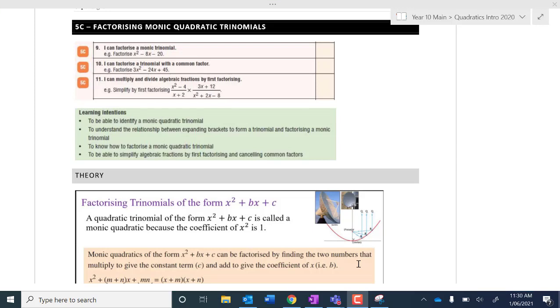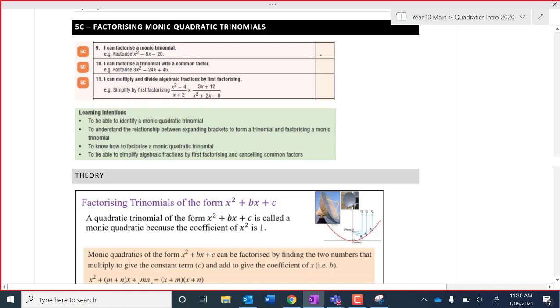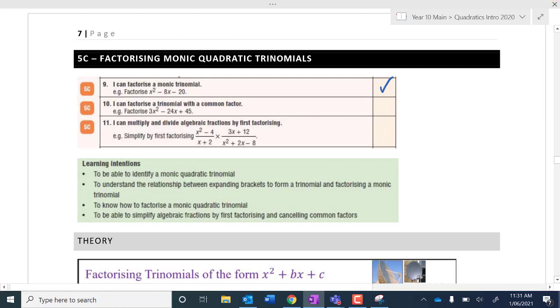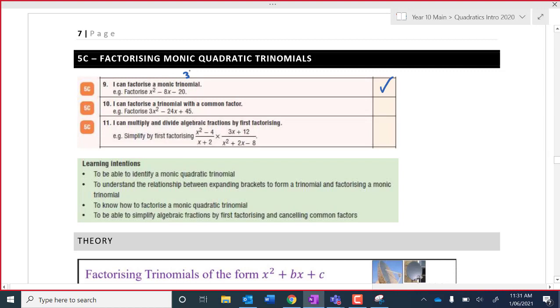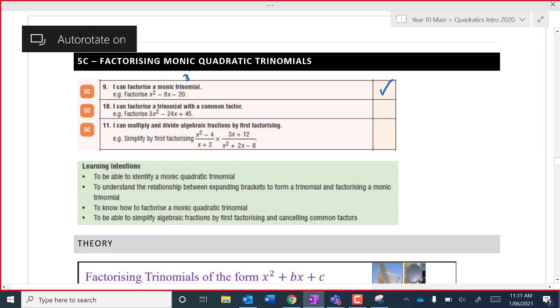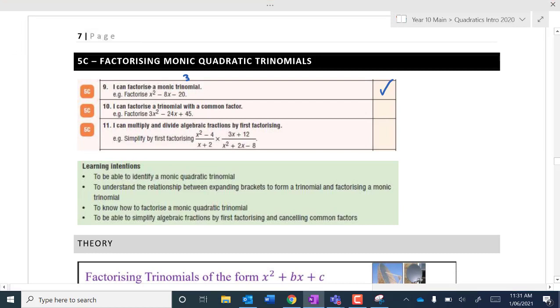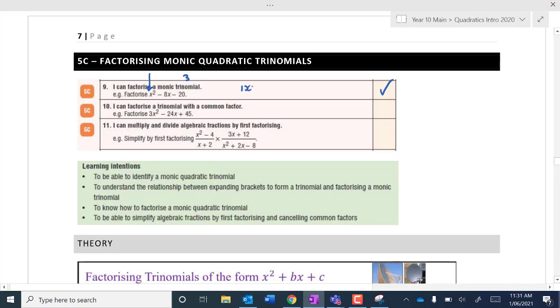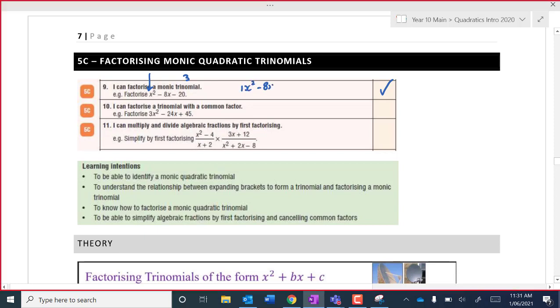Okay, so today we're going to be factorizing monic trinomials. Now, if you think about it, tri means three, so we've got three terms, and monic, like a monorail, a rail with one rail, basically refers to the fact that this x squared has a coefficient of 1. So we've got 1x squared minus 8x minus 20.